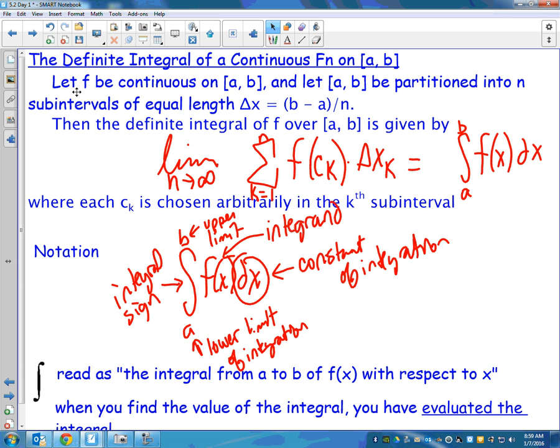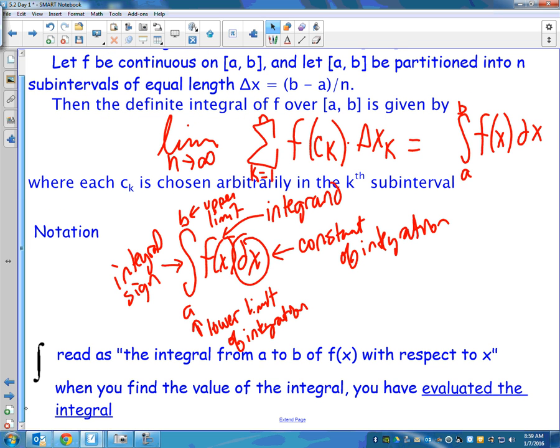So when you see this whole mess here, it is read as the integral from a to b of f of x with respect to x. When you find the value of the integral, you've evaluated the integral, and maybe more importantly, you found the exact area under that curve. Not the approximation, the exact area. It's pretty cool that they did this.